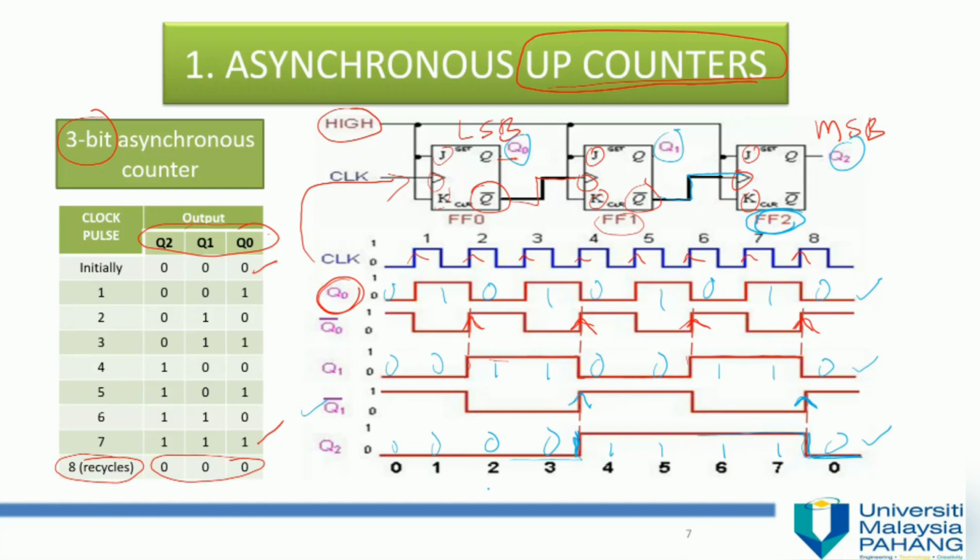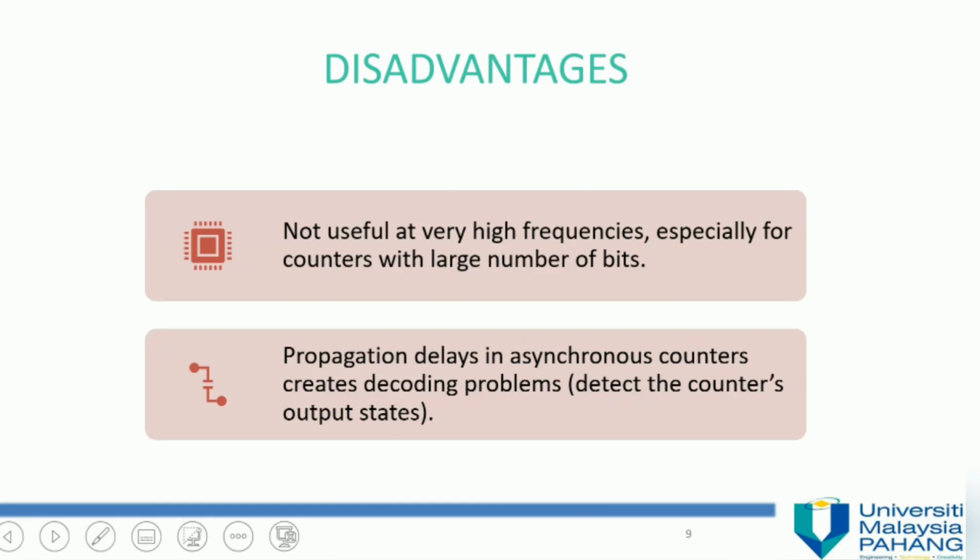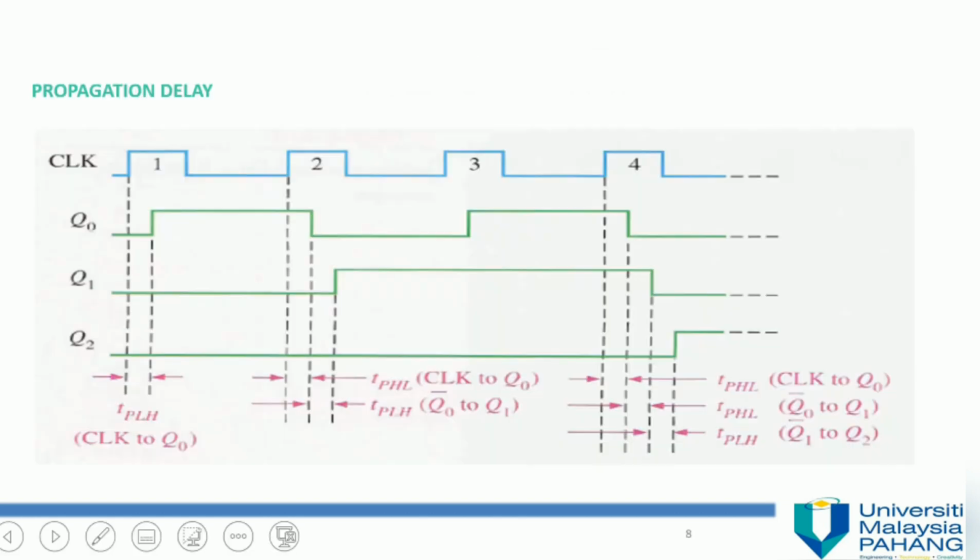We have the same counting sequence as shown in the truth table. The problem in an asynchronous counter is propagation delay, and it's not useful at very high frequency, meaning that when we have more flip-flops in the asynchronous counter, propagation delay will happen. This slide shows you how the propagation delay happens.